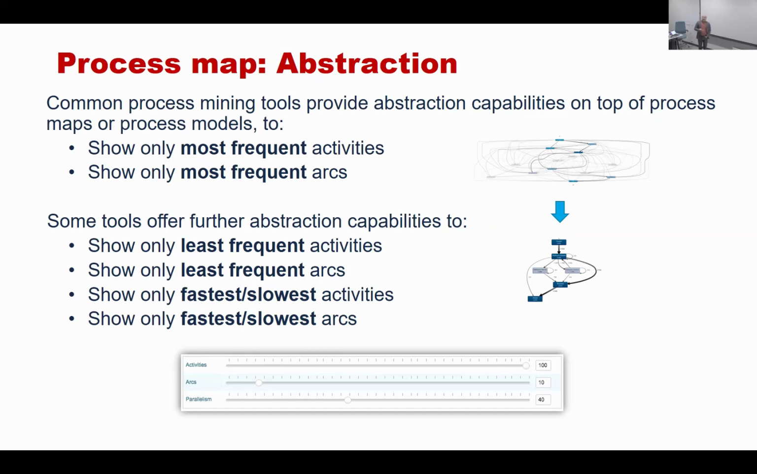Abstraction is nice, but it doesn't really solve all your problems, because it's a trade-off. The more you abstract, the simpler your process map looks, but the more details you have lost about certain behaviors that are happening in your process. So trying to improve on the basis of a highly abstracted process map can be misleading because you are not seeing everything that is happening.